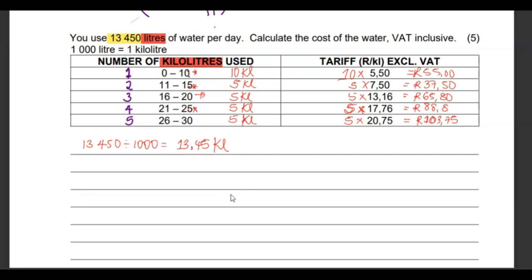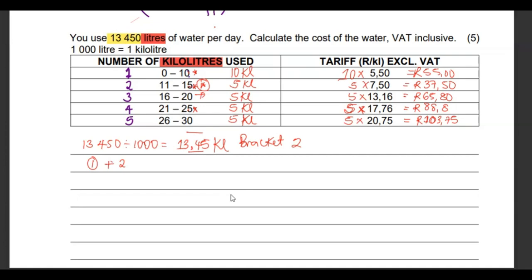Okay, we ask ourselves, where does 13,45 belong to? It belongs to bracket number 2. So if it belongs to bracket number 2, what do we do first? That means the person has used bracket number 1 fully. Then he has also used part of bracket number 2. Bracket number 2 is not used fully. Had he used bracket number 2 fully, then he would have used 15 kiloliters: 10 in the first bracket, the 5 in the second bracket.